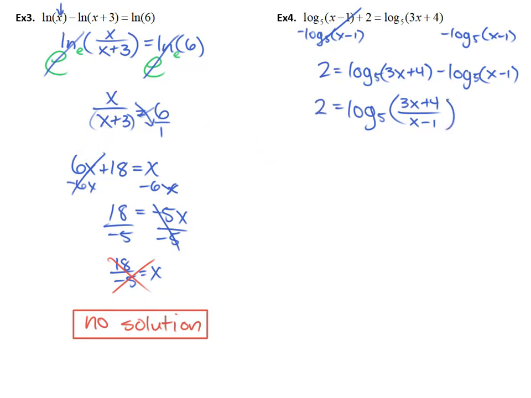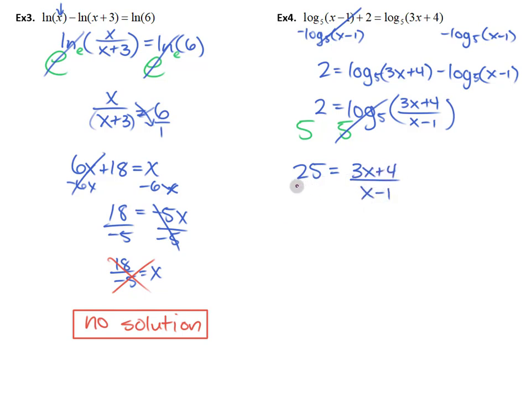And then from here, now that I have just one log on each side, or a log equal to a number, this is where we can exponentiate both sides. So because the base of our logarithm is 5, we're going to use 5 as our base and exponentiate. Okay, so here 5 squared gives us 25. And over here, these cancel out. Equals 3x plus 4 over x minus 1.